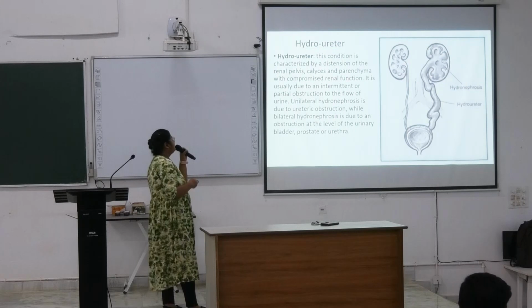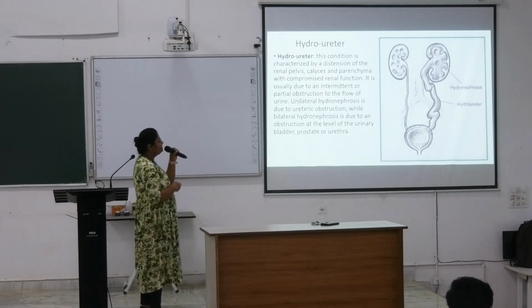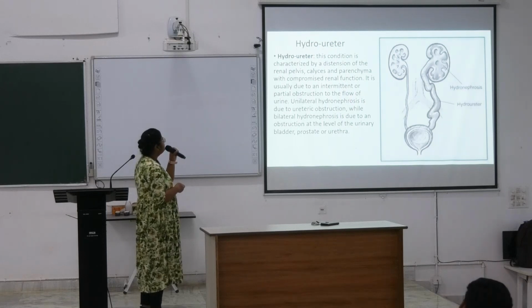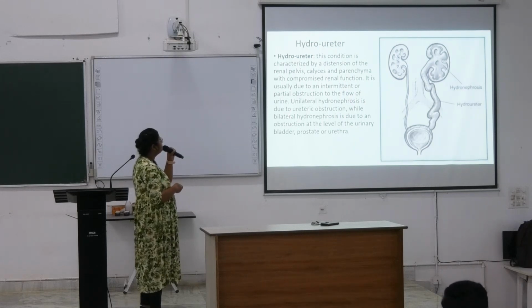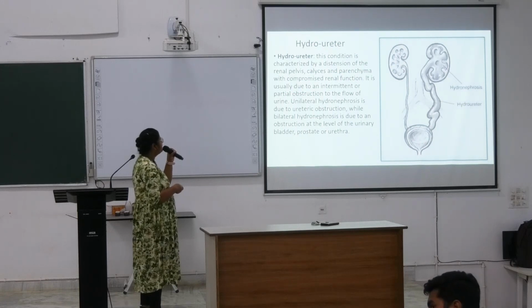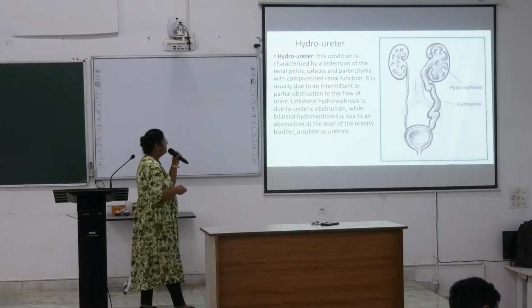This condition is characterized by distension of the renal pelvis, calyces and parenchyma with compromised renal function, usually due to an intermittent or partial obstruction to the flow of urine. Unilateral hydronephrosis is due to ureteric obstruction, while bilateral hydronephrosis is due to obstruction at the level of the bladder. Both ureters will be dilated. At the level of the urinary bladder, prostate or urethra.